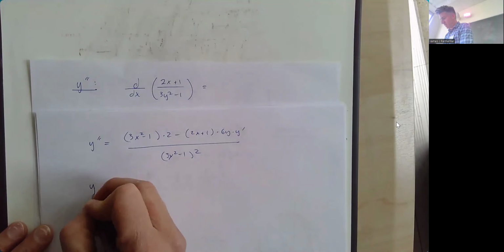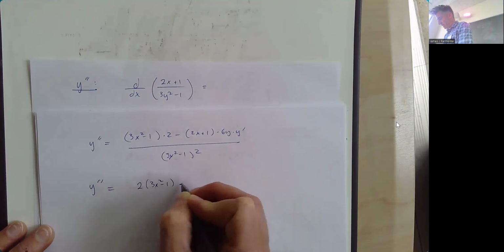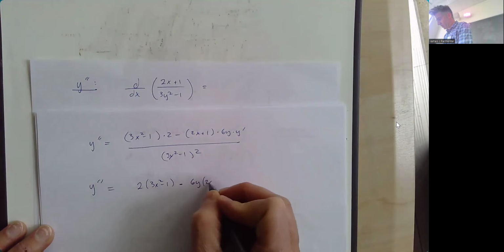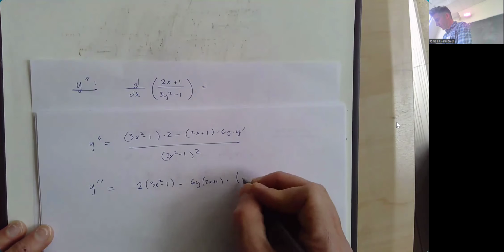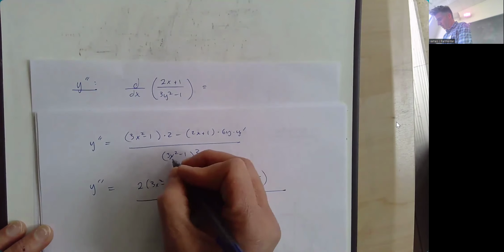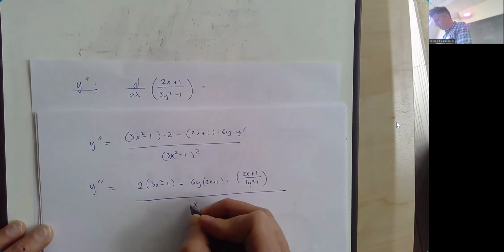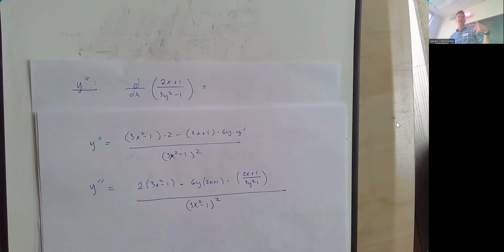So to finish this, you have to do the terrible thing where you say, well, I've got 2 times 3x squared minus 1 minus 6y times 2x plus 1 times y prime, which is exactly 2x plus 1 over 3y squared minus 1 over the same denominator, 3x squared minus 1 squared. It's actually not too awful here, but every time there's a y prime in your answer, you have to plug in what y prime is equal to. And then, yes, you could simplify this.